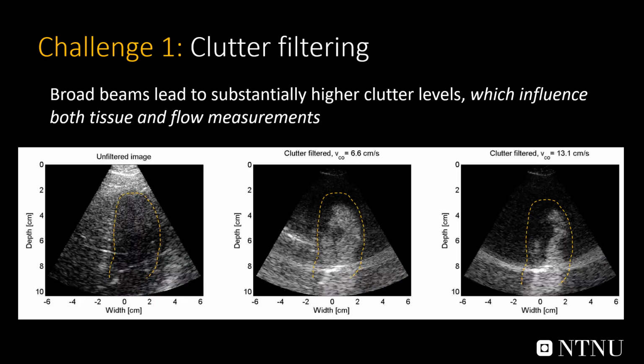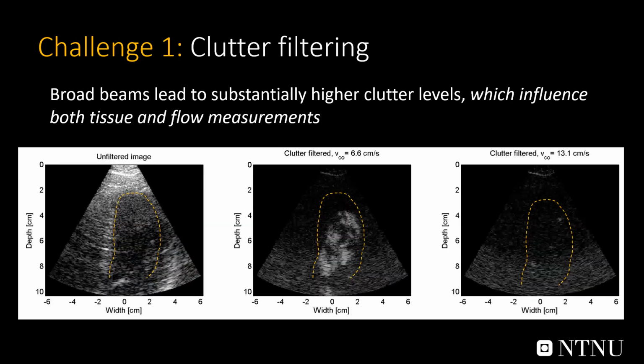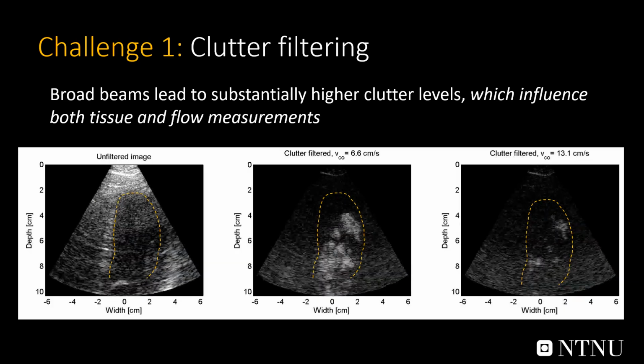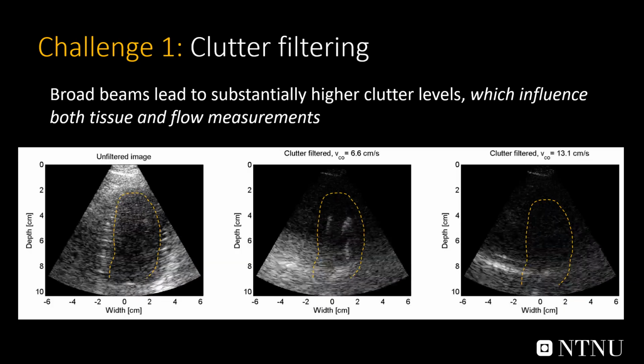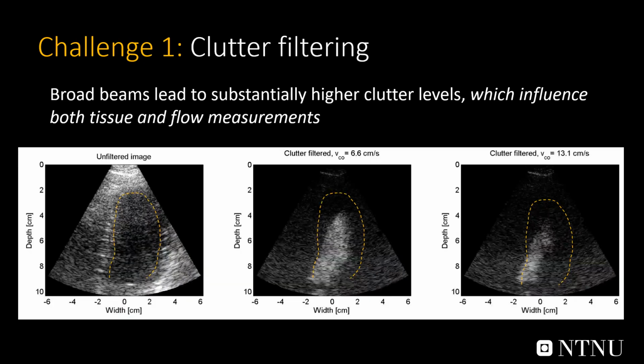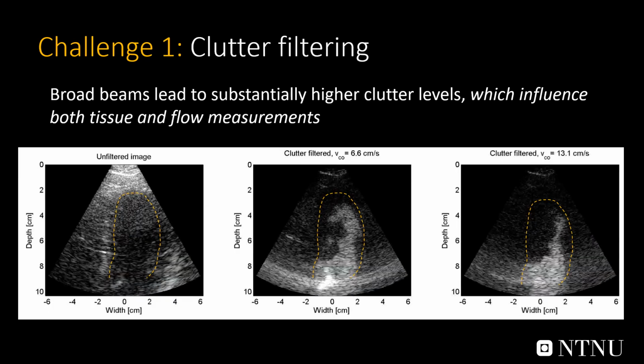It is most problematic when the valve opens. And a higher cutoff value can remove more of the tissue signal, but will at the same time attenuate parts of the blood signal. Clutter filtering is definitely still a field for research in blood flow imaging, and especially in the challenging case of cardiac and high frame rate imaging.